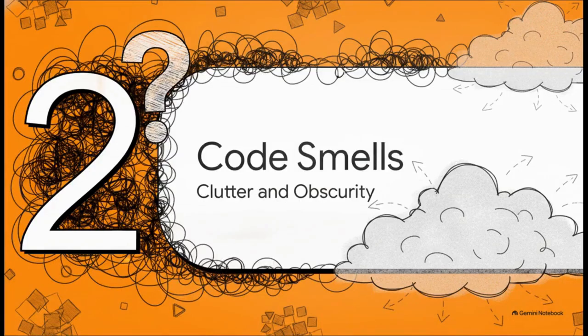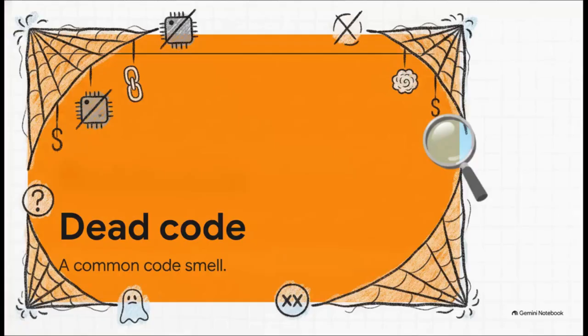Moving right along to Section 2. Clutter and obscurity. This is where the code gets messy. In this messy environment, we often stumble across dead code. And again, it's exactly what it sounds like, a useless, lifeless artifact just left behind. Think of it like digital cobwebs.